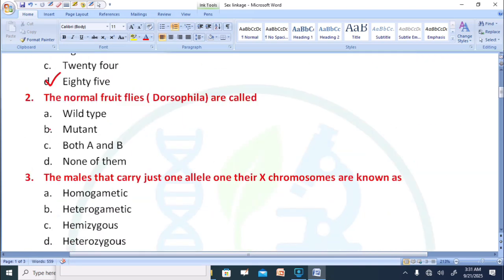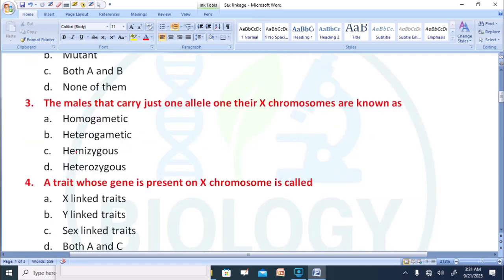The next question: the normal fruit flies, Drosophila, are called. The options are option A wild type, option B mutant, option C both A and B, option D none of the above. So the right answer is option A, wild type.